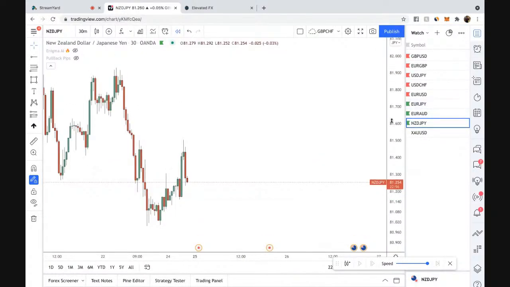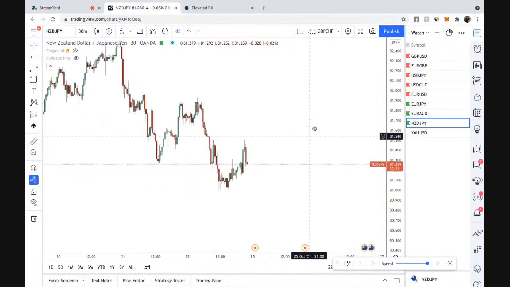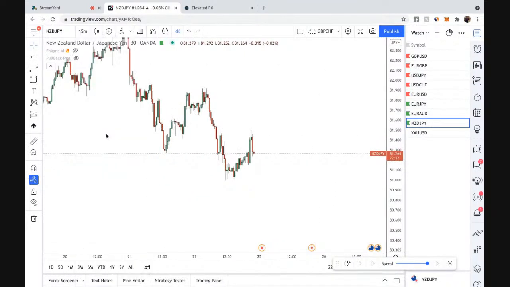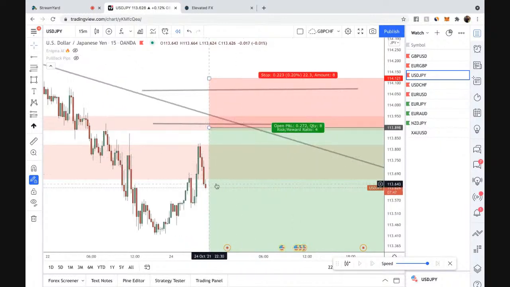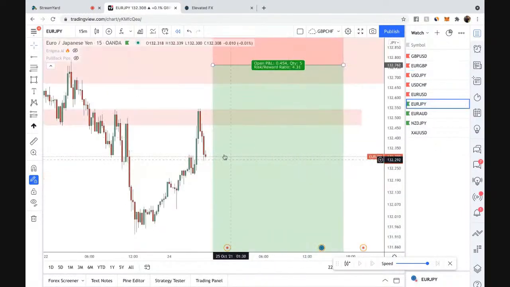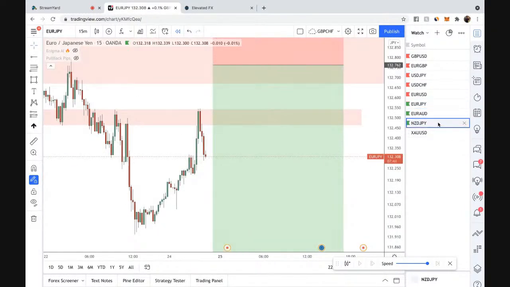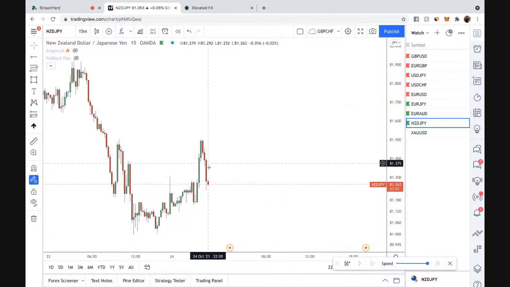NZD JPY. Now, I know we got the yen, the JPY trying to do its thing, right? We were talking about UJ dropping. We were talking about EJ dropping, right? Looks like some of them are making some drops. So it looks like that yen function is trying to come in on here.